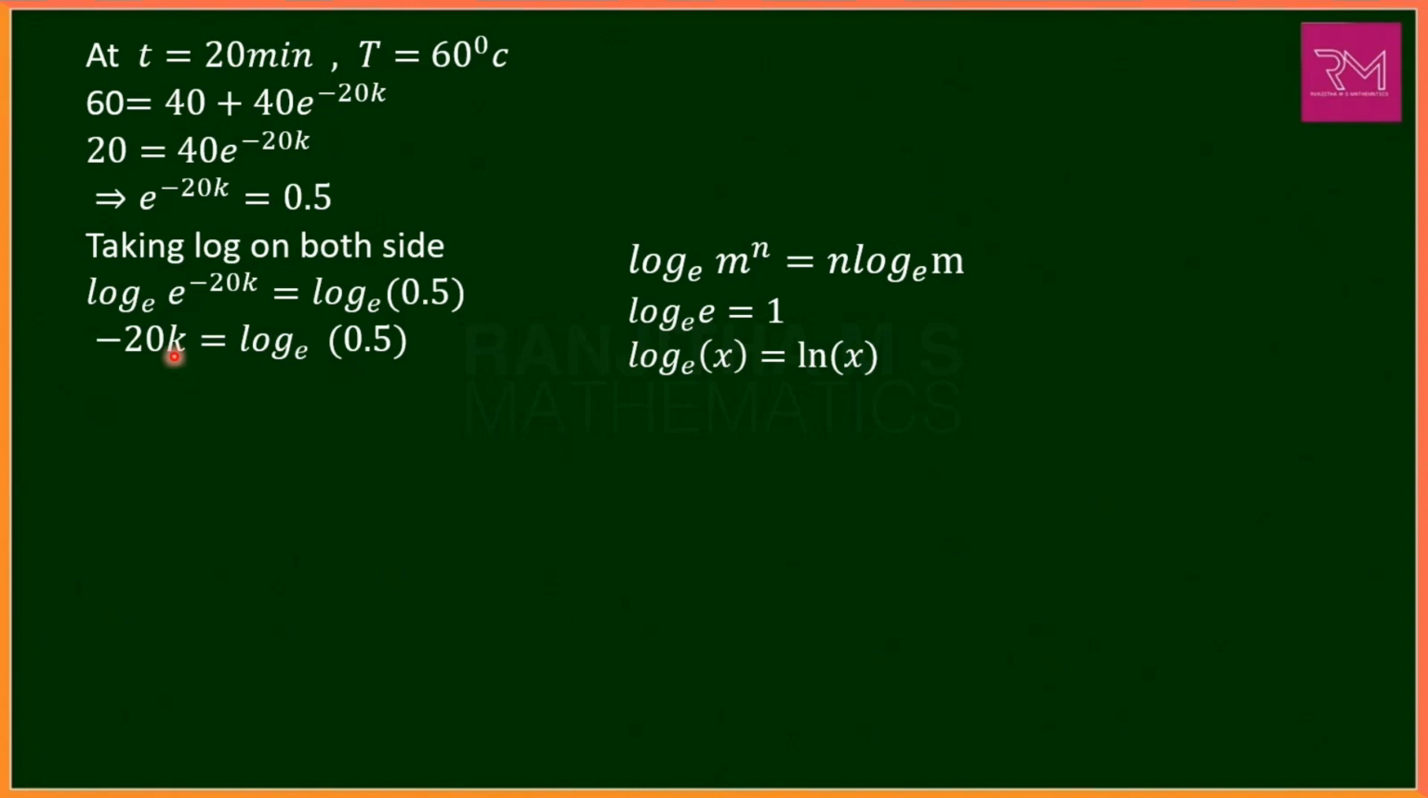That is minus 20K. This is of the form log of m power n, so we can split it as n log m, that is minus 20K into log e to the base e. Also we know that log e to the base e value is 1.